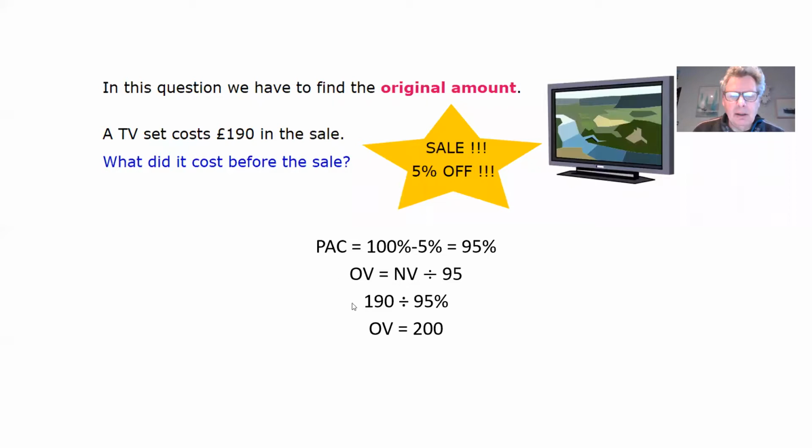But some schools like to work with the decimal version of PAC. They call it the multiplier, and they'll say 95% is the same as 0.95. And some pupils prefer to work that way, in which case you can enter it like that. Now it's entirely up to you which way you want to enter the sums. All I want you to do is get them right. Then everybody's happy. That's what we call a win-win.